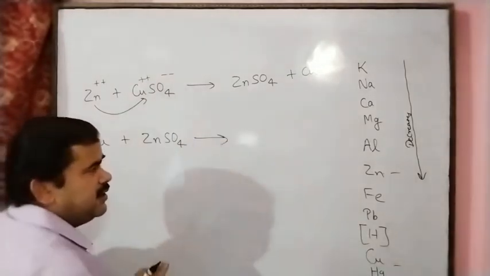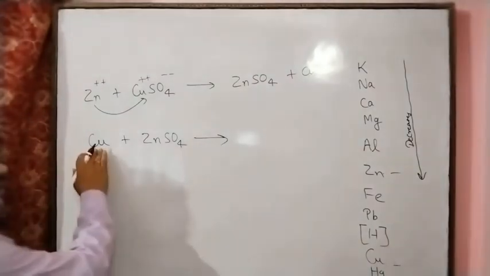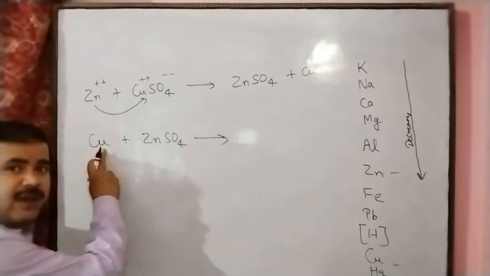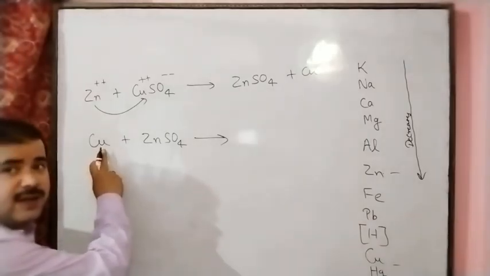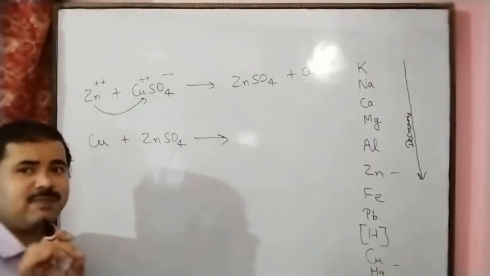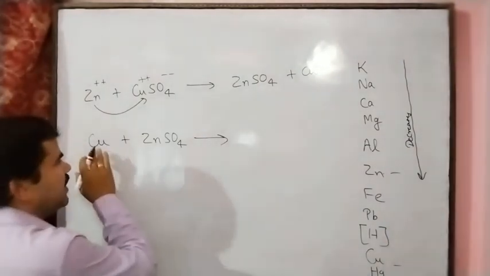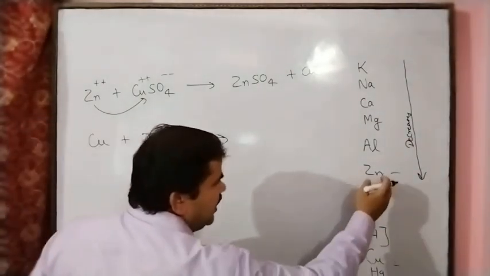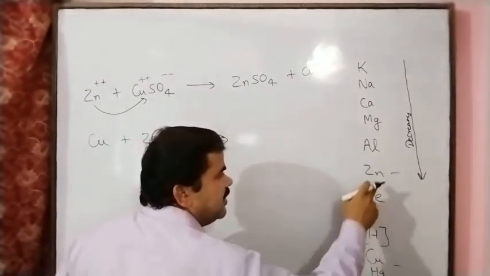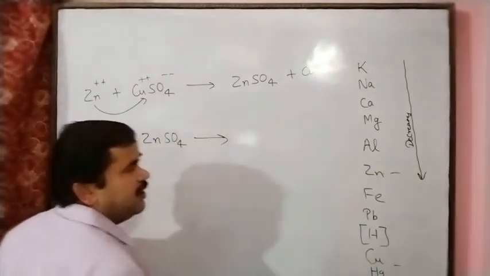We will not write anything. This cannot happen, because copper is the inferior element and cannot displace the superior element. Only the superior element can displace the inferior element. Between copper and zinc, zinc is placed above copper, which means zinc is the superior element and copper is the inferior element.